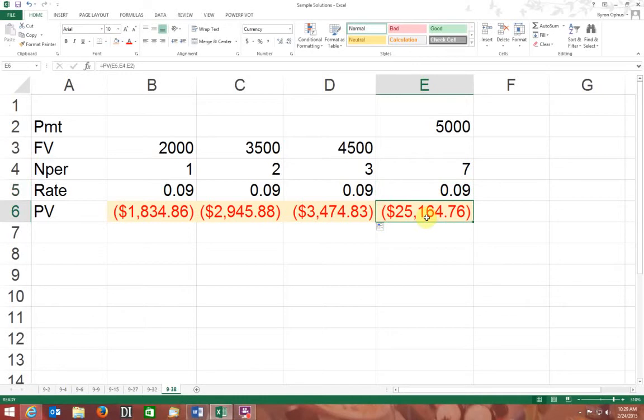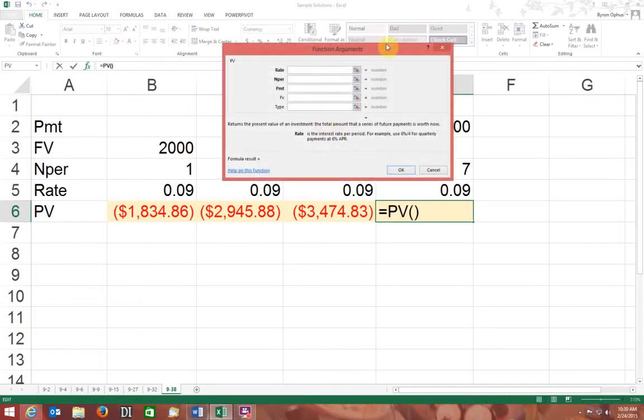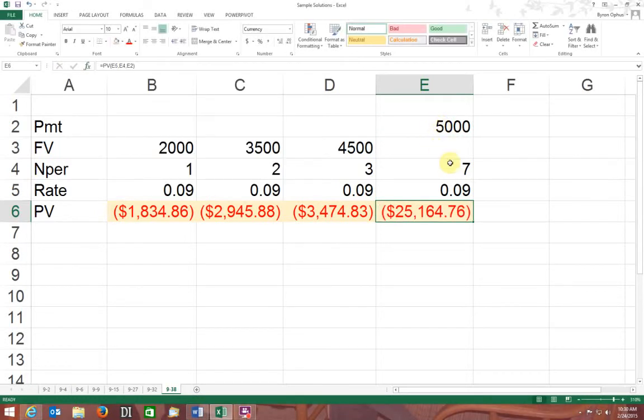I'm still solving for present value, right? But in this case, I'm solving using a payment. Okay, so present value. My rate, I can move this a little bit. My rate's this. My number of periods then is 7, and my payment amount is 5,000. And I end up with that.